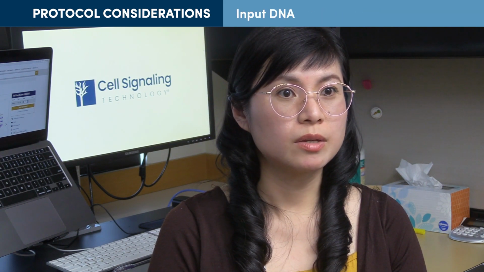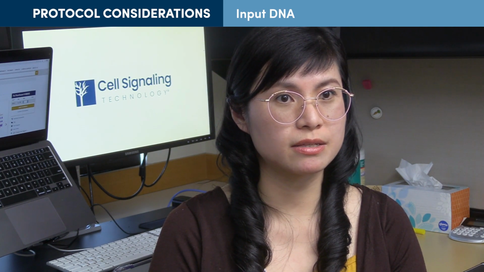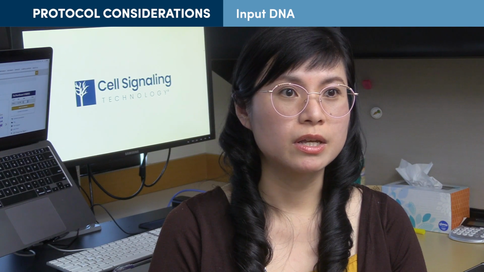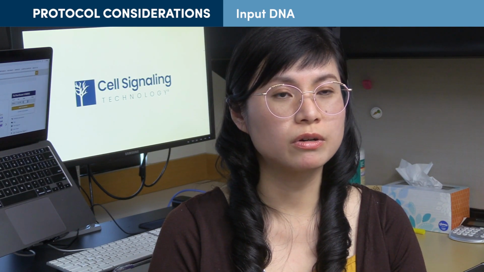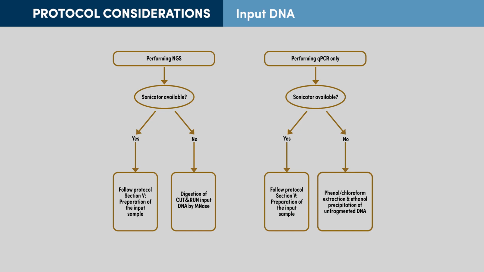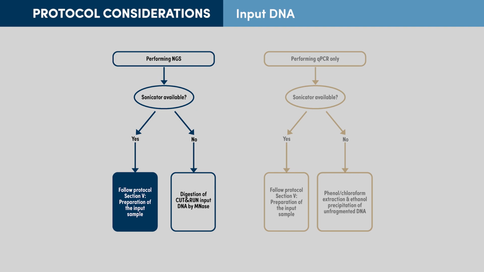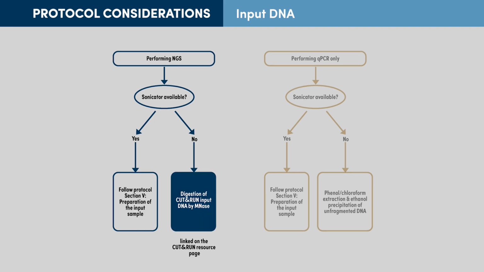We recommend using the input sample DNA as a negative control in both qPCR and NGS analyses. Input DNA is also used for calculation of the signal-to-noise ratio for NGS. This flowchart illustrates options for preparation of input DNA. For NGS analysis, fragmentation of the input DNA is required. Section 5 of the cut-and-run protocol includes steps for preparation of input DNA using sonication and is featured later in this video. If a sonicator is not available, an alternate protocol for enzymatic digestion of cut-and-run input DNA can be found linked on the cut-and-run resource page.